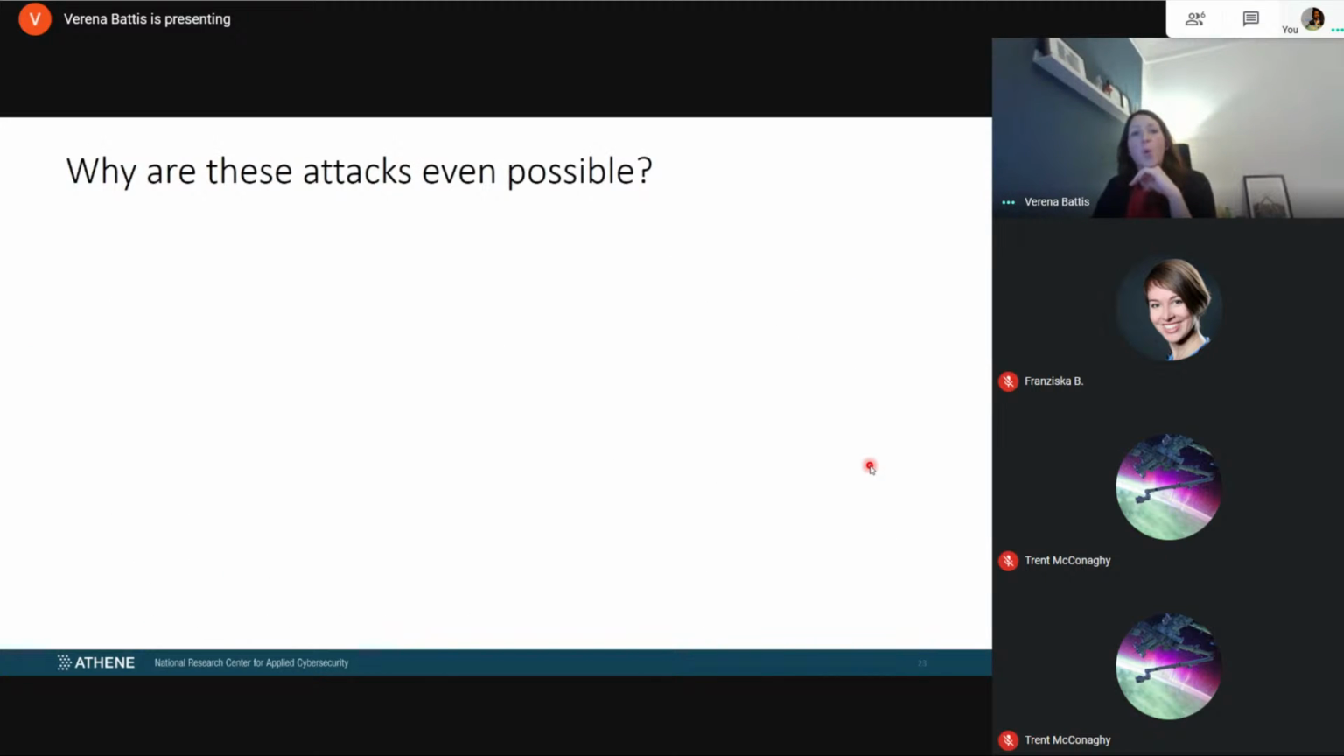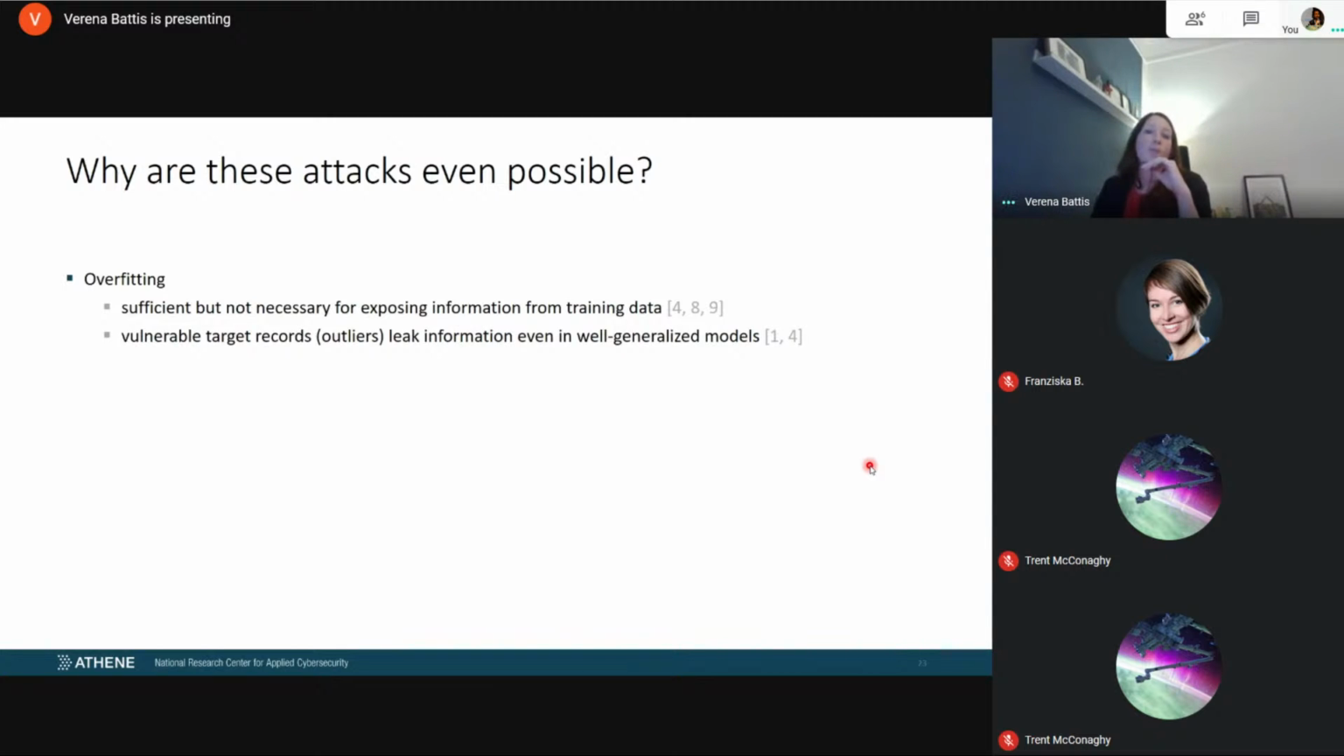But the question remains, why are these attacks even possible? So early research identified overfitting as a cause for privacy attacks. But Shokri et al. and others clarified shortly after that overfitting is sufficient, but it's not necessary for exposing information from training data. You have to take other factors into account as well. For instance, vulnerable target records or outliers, which might leak information even in well-generalized models, because they have a unique influence in the training instance.